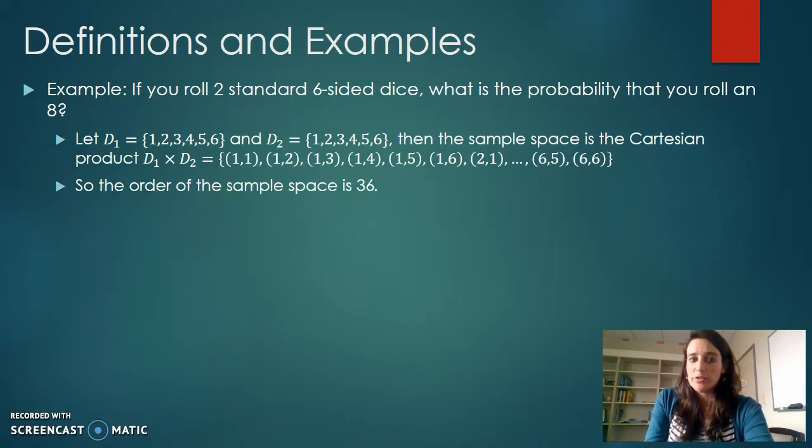So the order of this sample space is 36. Remember, the order of a Cartesian product is the order of D1 times the order of D2. So 6 times 6 gives us a sample space of size 36.